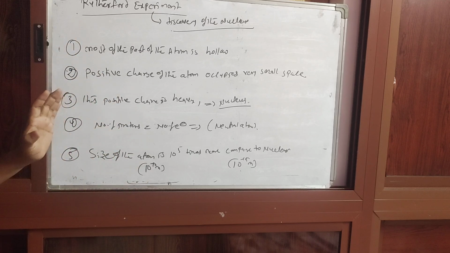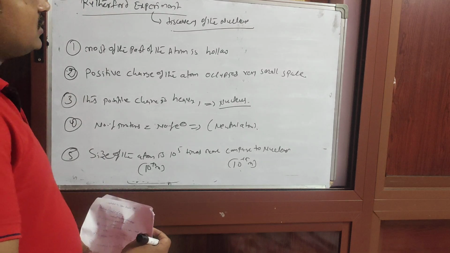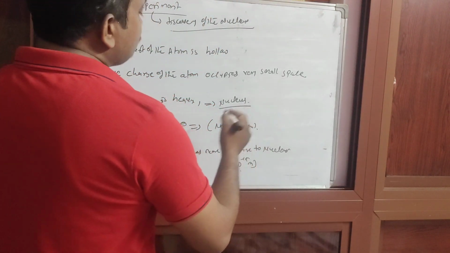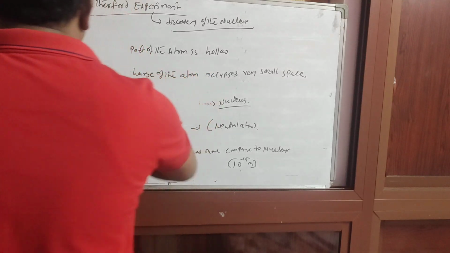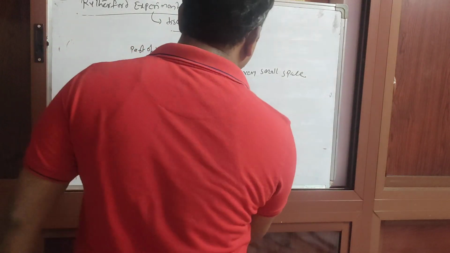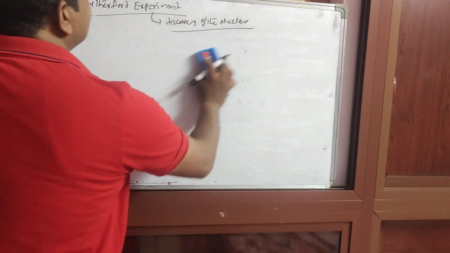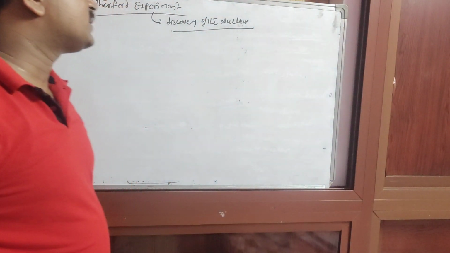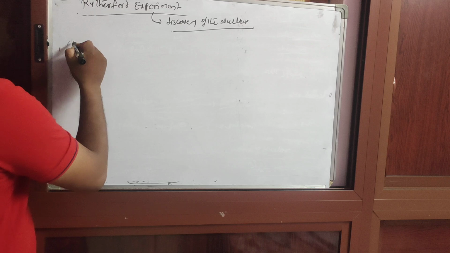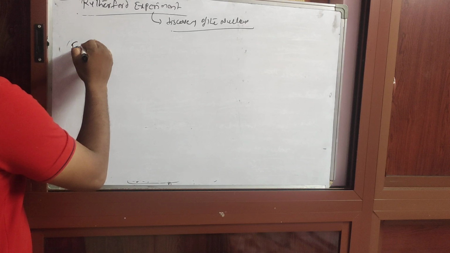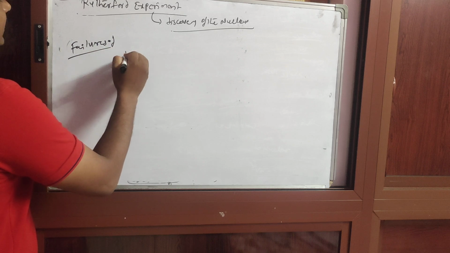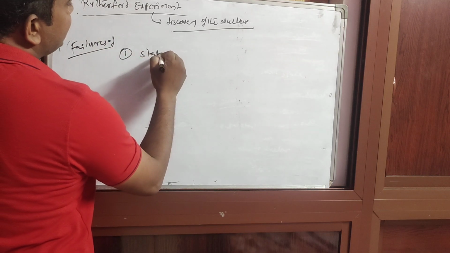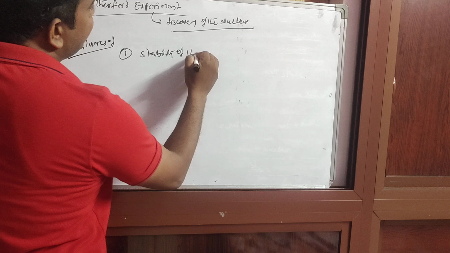He noted these 5 observations. This is very important. And also, what were his failures? What he explained, he could not explain the failures of Rutherford. One is the stability of the atom. He cannot explain the stability of the atom.